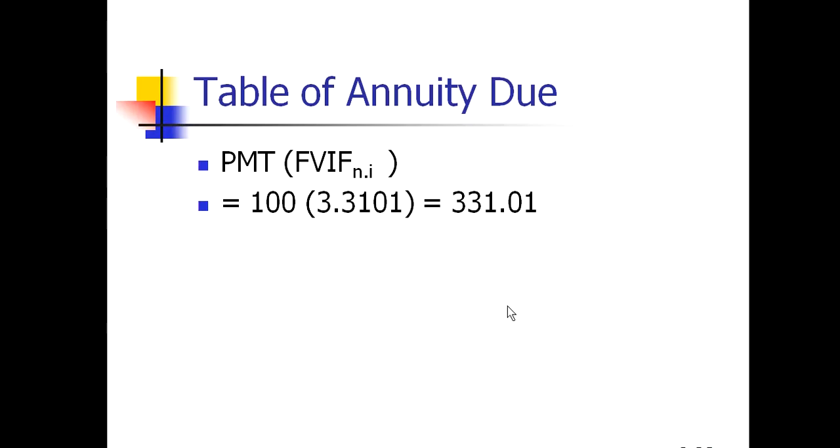Or there is another method which can be calculated using the table of annuity due, and easily we multiply the payment by the future value interest factor for n and i. Here i is the rate of interest and n the number of years. For example, 100 multiplied by 3.3101, we can get this number from the table of annuity due. Then the result will be the same as well.